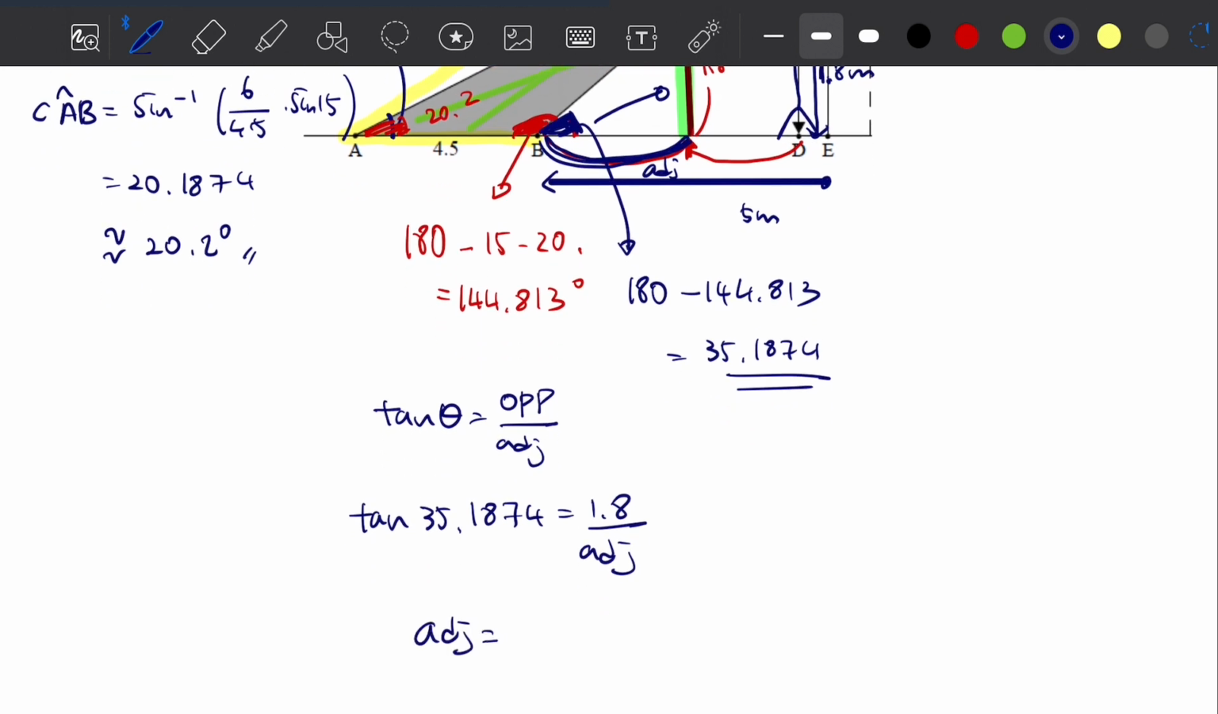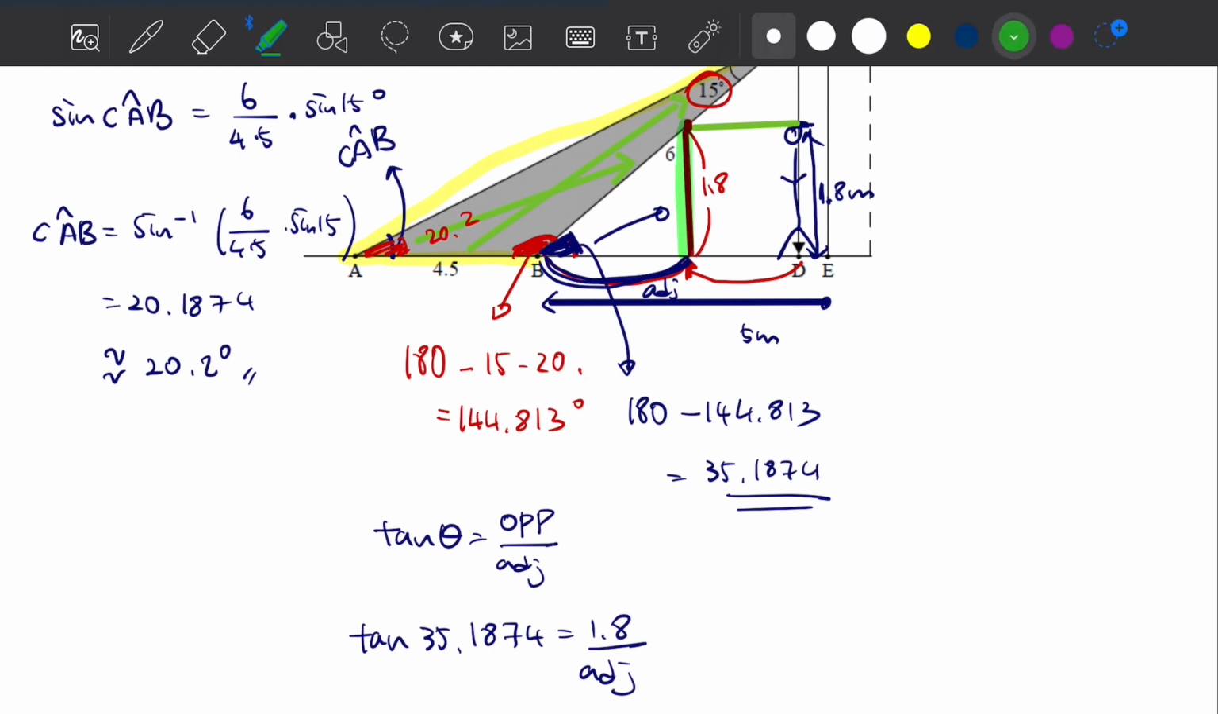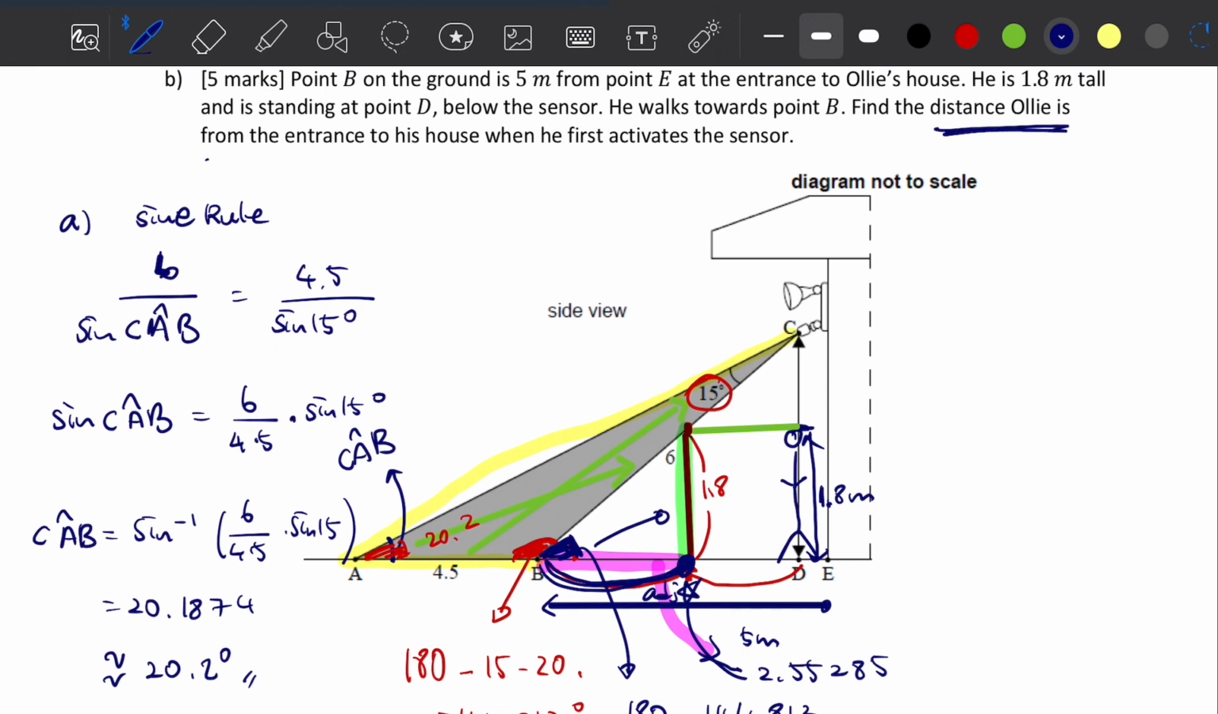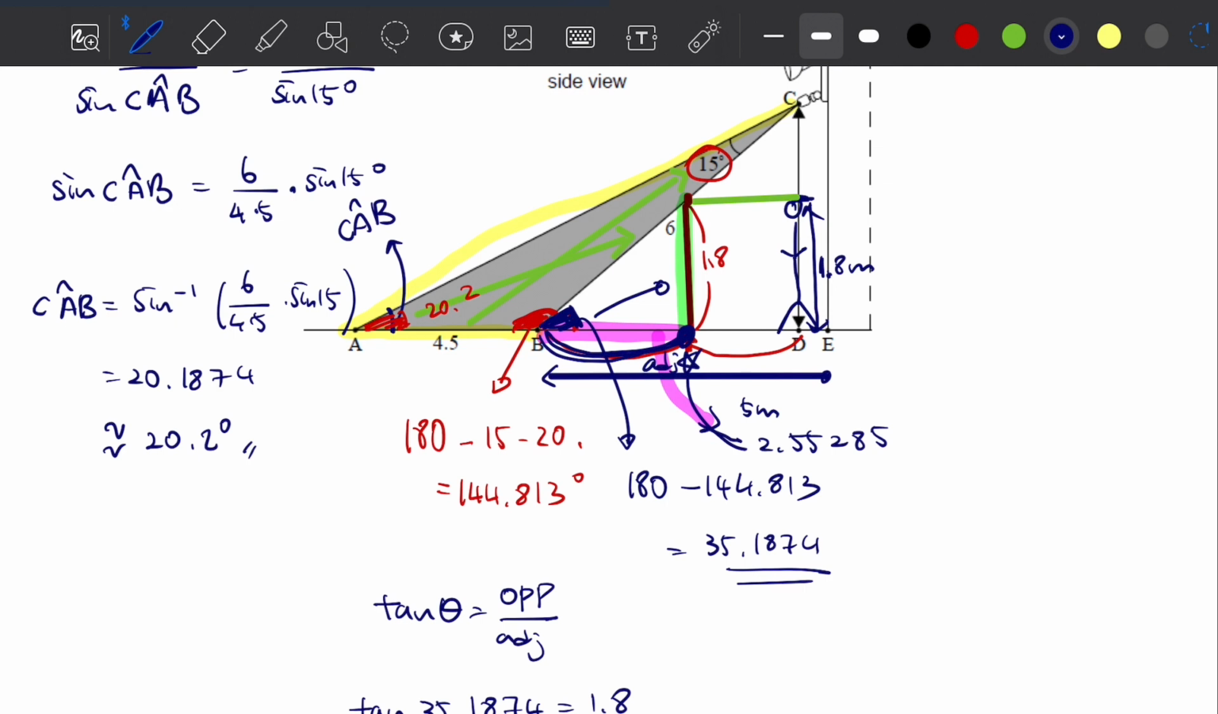Then the adjacent is the same as 1.8 over tangent 35.1874. The adjacent value is 2.55285, so we just found the value of this side. The length of the pink side, the part from point B to this point here, let's say this is point star, is 2.55285. Then to find the distance Oli is from the entrance to his house, we simply have to subtract this value from the 5 meters.